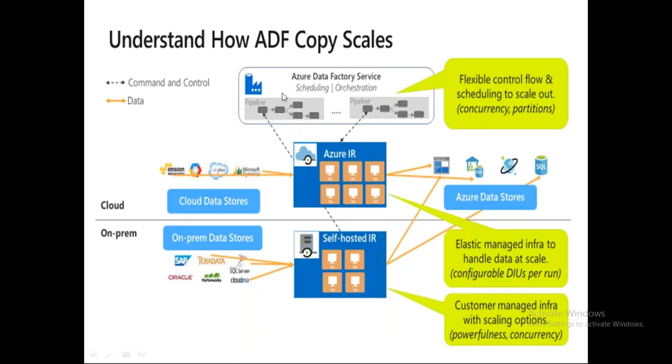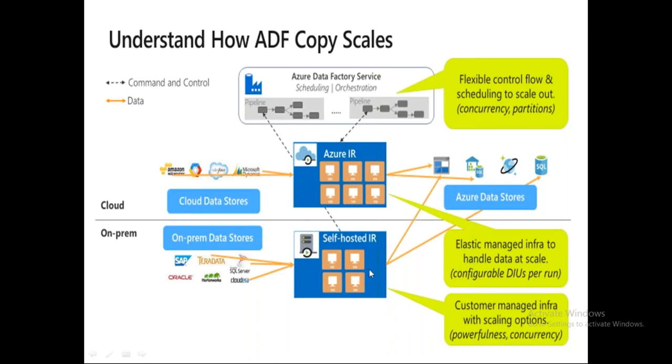Now you see, self-hosted IR will be used by this pipeline because it is copying data from on-premise to cloud. These are the on-premise sources, and I'm moving data into the cloud. Now you see customer managed infra with scaling options. Customer managed means we are going to manage this infrastructure, the self-hosted IR.